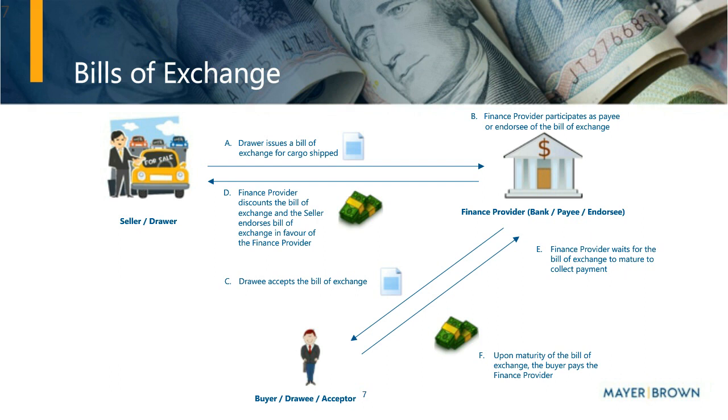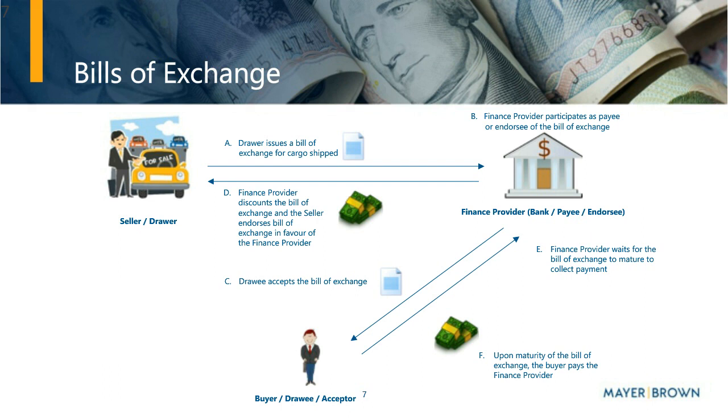Checks are, of course, now used pretty much exclusively by banks. Looking at the slide, in a normal trade flow, the seller will draw the bill of exchange. The bill of exchange will be addressed to the buyer as a drawee. The bill of exchange is accepted by the buyer, signifying its obligation to pay the amount set out on the face of the bill of exchange.